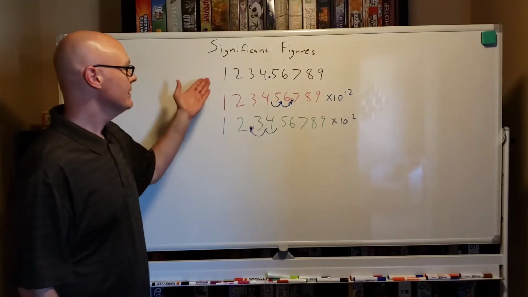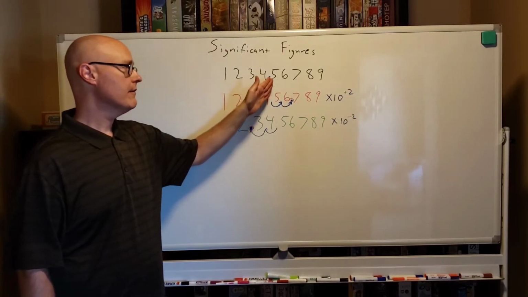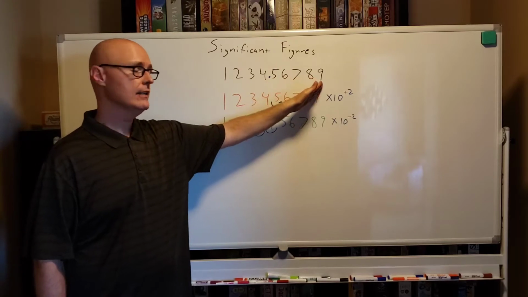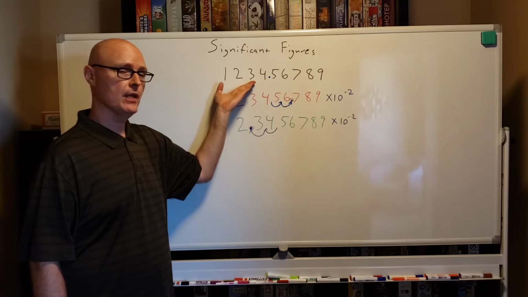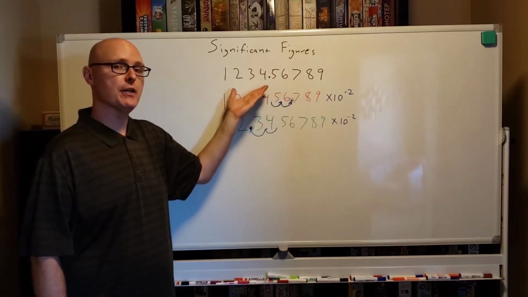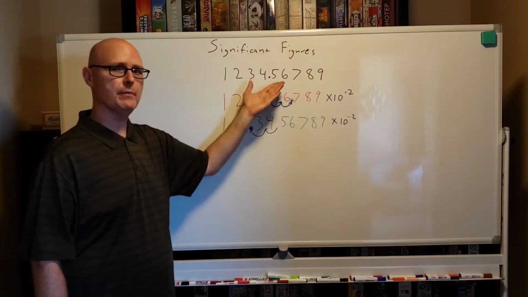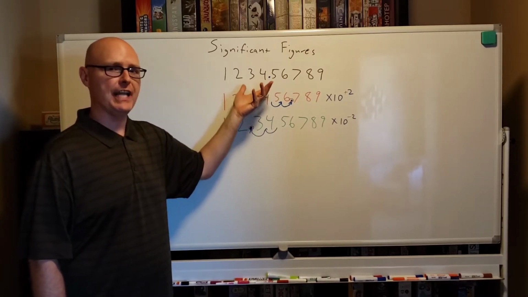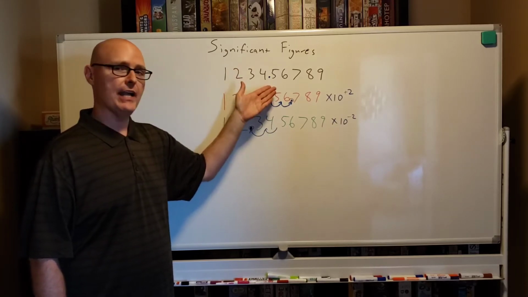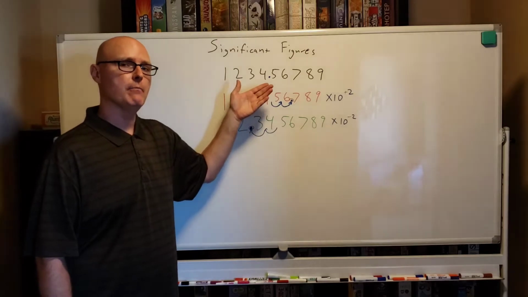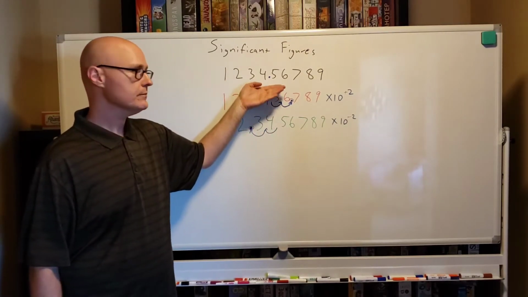I have on the board a 9 significant figure number, 123.456789. There are 9 significant figures in this number, which would indicate that I have measured something to 9 significant figures. This is important because when I multiply, divide, add, or subtract, I don't want the number I end up with to appear more or less accurate than the numbers that I start with.